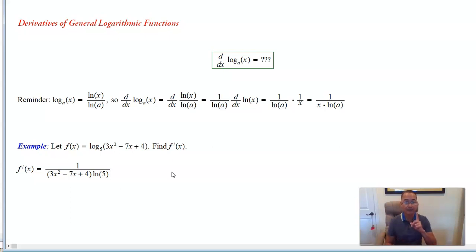However, there's more. We also have the chain rule. So we need to multiply by the derivative of what is inside, which is 3x squared minus 7x plus 4. That's just the power rule, basic form, 6x minus 7. So that can go simply in the numerator of our fraction so far. We get 6x minus 7 divided by this. And again, do you need to do anything about the ln of 5? Nah, just leave it there. It's fine.